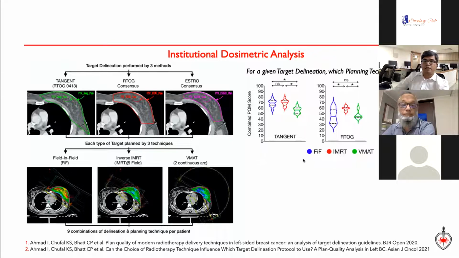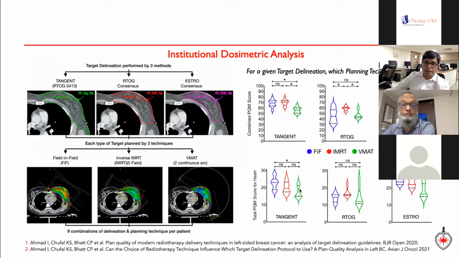And what we found was that if you're using the standard tangent planning, or the ESTRO planning, there really is nothing to differentiate between the field and field plan and the inverse IMRT plan, either here or here. That's because philosophically, the chest wall or the breast that the ESTRO guidelines say should be treated, they clearly state that it should not be any more than what you normally treat when you are treating with tangent guidelines. And when you talk about the RTOG guideline, it almost seems as if there is no difference, but inverse IMRT was better than field and field and VMAT. This is what we found.